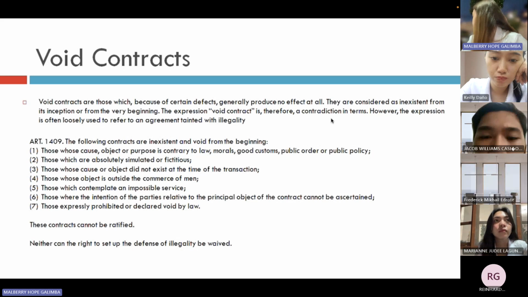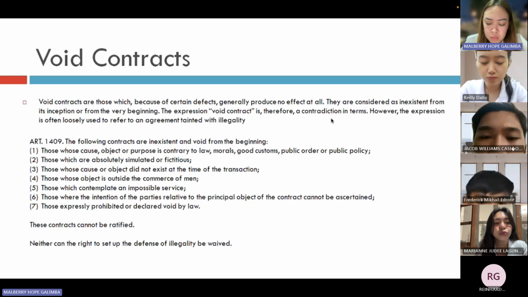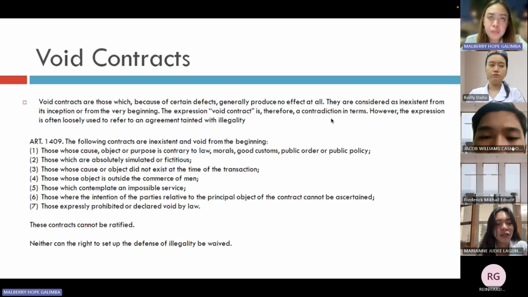Number six, those where the intention of the parties relative to the principal object of the contract cannot be ascertained. Remember, one of the requisites for the object to be valid, as a requirement for validity of a contract, is that it must be determinate; it can be ascertained, it is certain. So if the object cannot be ascertained, then the contract is void.